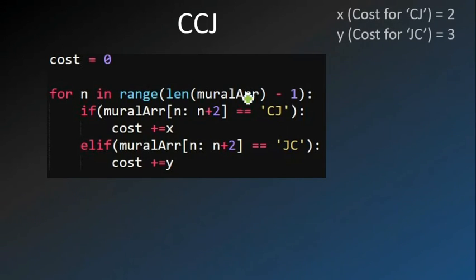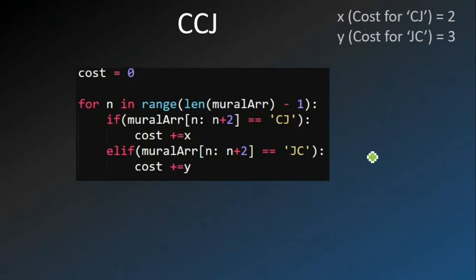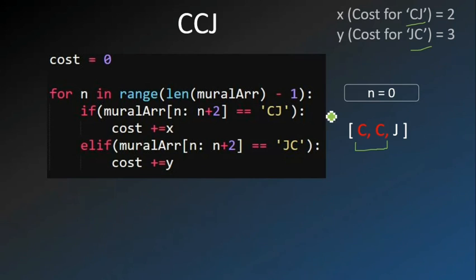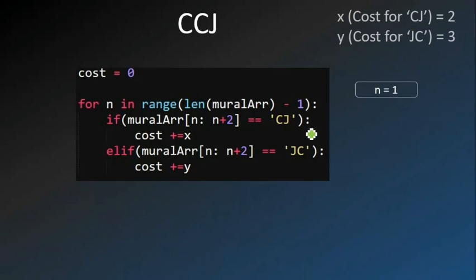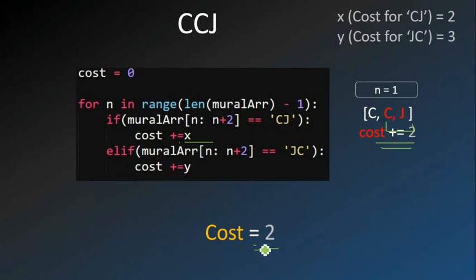We are going to do the same thing, but now we are going to take the substring from n to n plus 2, which is CC. CC does not have any CJ or JC, so we go to the next step, which is n equals 1, and the next two characters are C and J. Yes, it has CJ, so we are going to add X to the cost, and the total cost is going to be 2. We return the string, and this completes the solution to the problem.